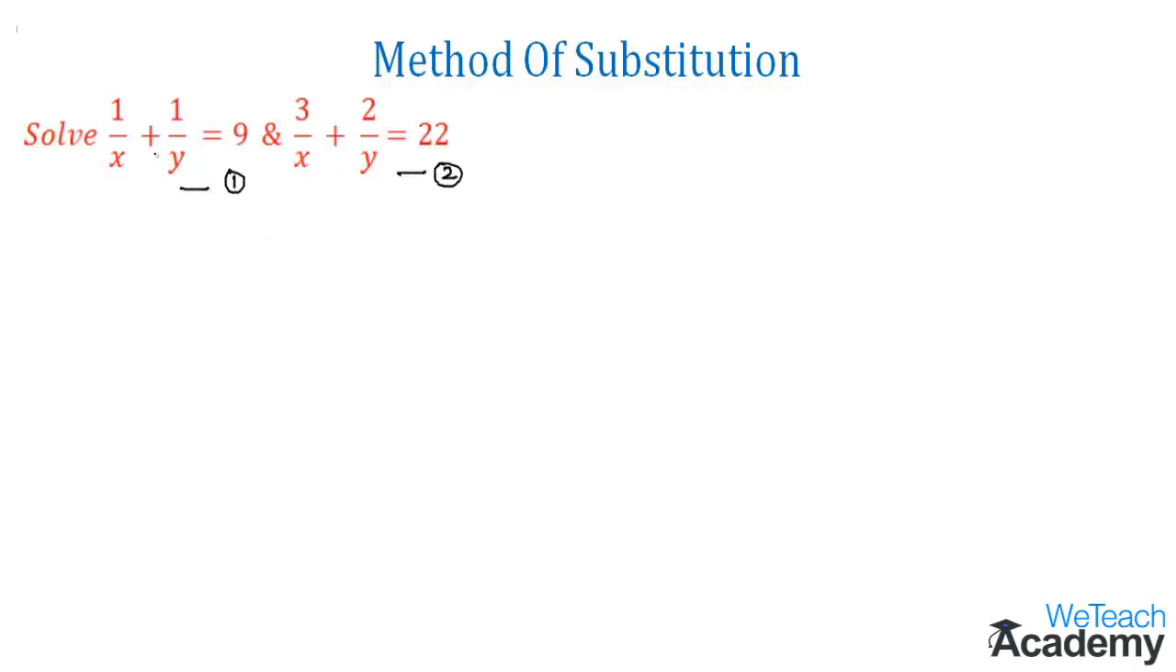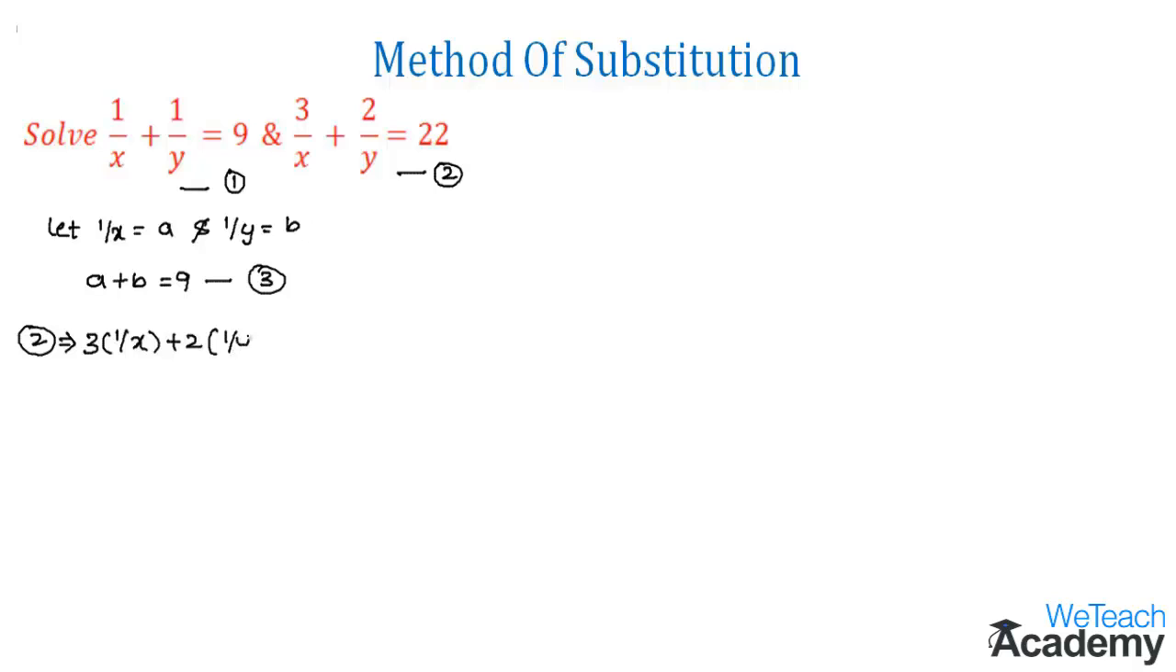Now let us consider the value of 1 by x as a and the value of 1 by y as b. So by substituting these values in equation 1, we get a plus b is equal to 9. Let us consider this as equation 3. Coming over to the second equation, we can write it as 3 into 1 by x plus 2 into 1 by y is equal to 22. So by substituting the values of 1 by x and 1 by y, we get 3 into a plus 2 into b is equal to 22. Let us consider this as equation 4.